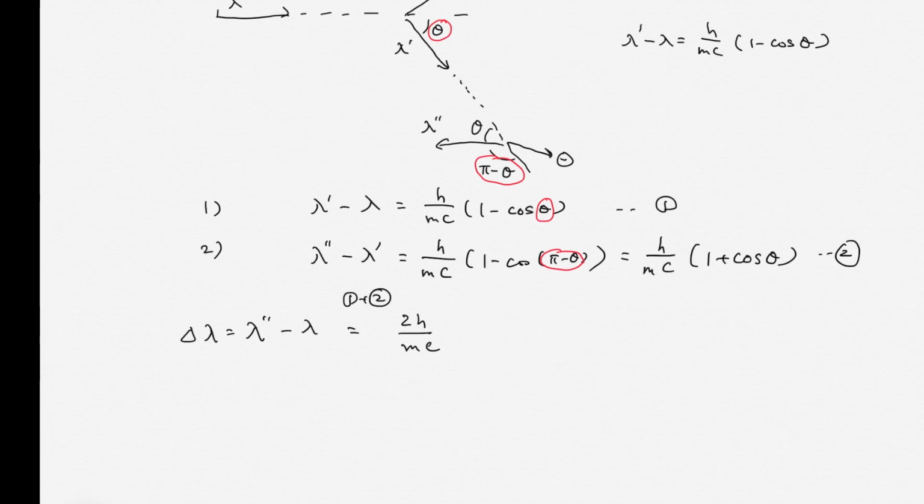So you can substitute the Planck constant, the mass of the electron and the speed of light. Then you will get 4.85 times 10 to the minus 12 meters. So the change of the wavelength is 4.85 times 10 to the minus 12 meters. This is the answer to this practice.